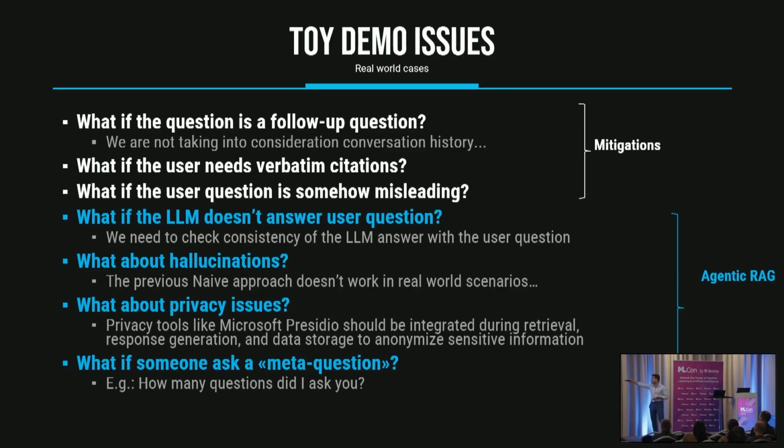What if the user needs verbatim citations? What if the user question is somehow misleading? This one is crucial. Okay, we can involve a condenser. So we condense the whole history and the last user query into one question to go on the retriever.